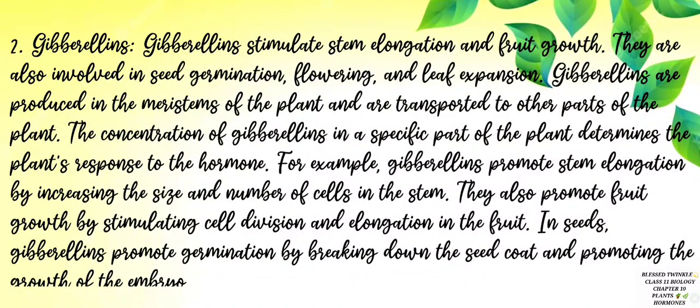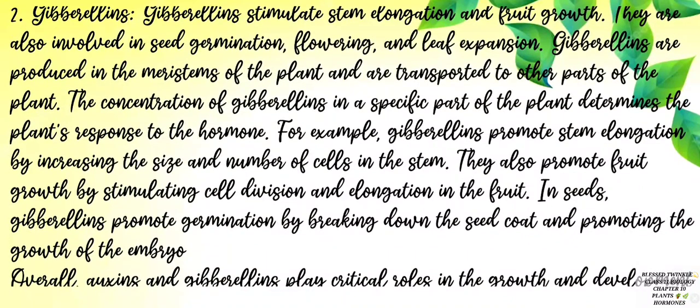For example, gibberellin promotes stem growth by increasing the size and number of cells in the stems. They also promote fruit growth by stimulating cell division and elongation in fruit. In seed, gibberellin promote germination by breaking down the seed coat and promoting the growth of the embryo.